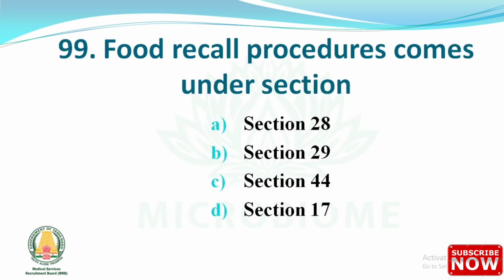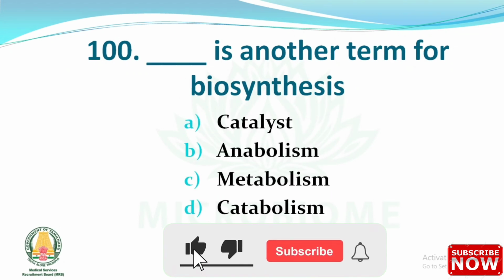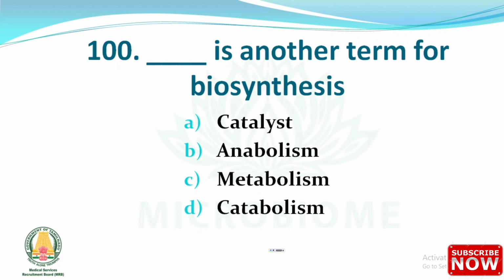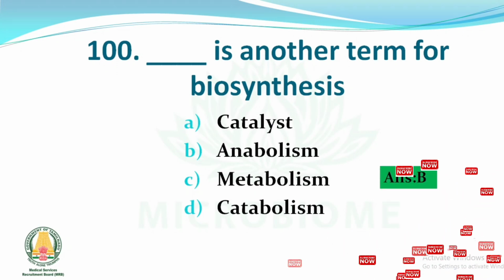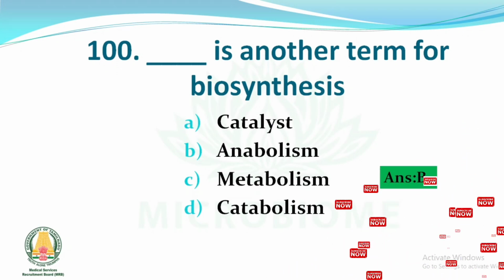And next, food recall procedures come under which section? The options are section 28, section 29, section 44, section 17. The right answer, option A, section 28. And at last, dash is another term for biosynthesis. The options are catalyst, anabolism, metabolism, catabolism. The right answer, option B, anabolism.